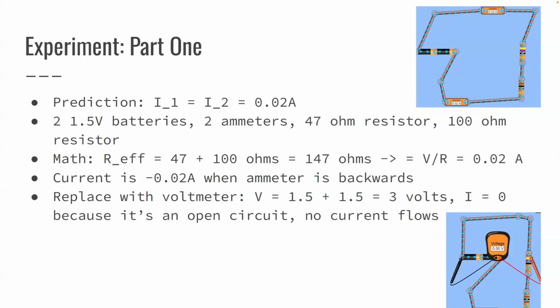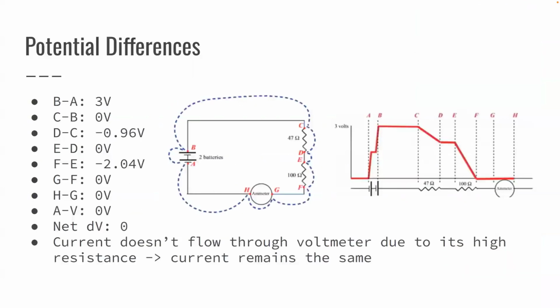Replace this with a voltmeter. V is equal to 1.5 plus 1.5, which is 3 volts, and I is equal to 0 because it's an open circuit and no current will flow.